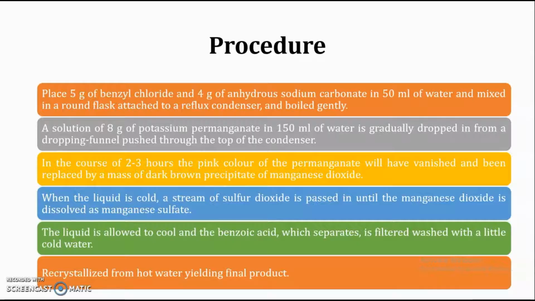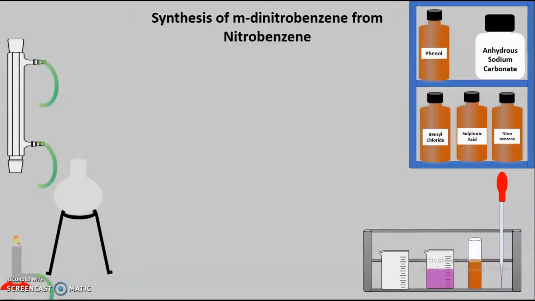Now let's begin with today's synthesis, where the first point is we are going to take 5 gram of benzyl chloride, which will be converted to the liquid, say for example 5 ml, then 4 gram of anhydrous sodium carbonate. They will be placed in the RBF, which is containing 50 ml of water. Then we are going to attach a reflux condenser and then boil gently. So let's begin our today's session.